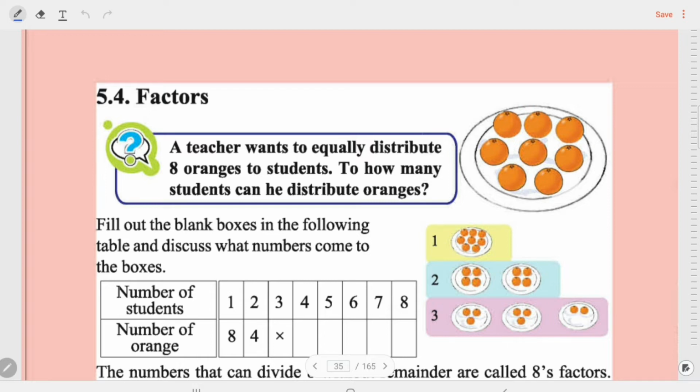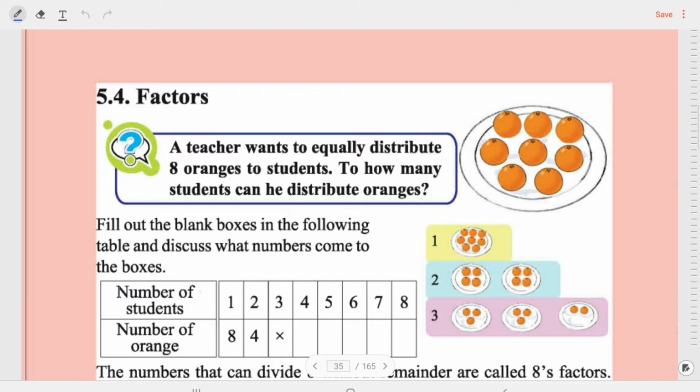Factors. A teacher wants to equally distribute 8 oranges to students. To how many students can he distribute oranges? At max he can give it to 8. Okay. If he is giving only 1, he can give it to 8 students. If he is distributing 2 oranges, then he can give it to 4 members. Okay. If he is distributing 4 oranges, he can give it to 2 students only. If he is distributing all 8 oranges to one fellow, then it will go to only 1 student.